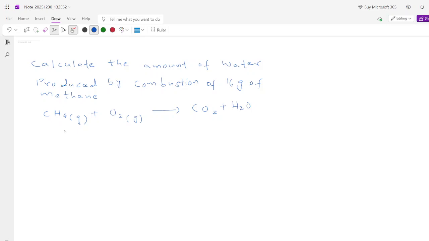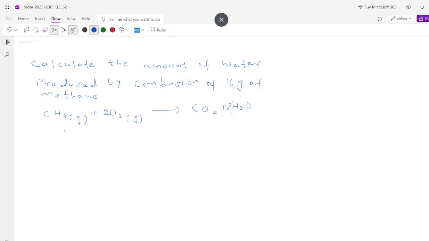Carbon looks already balanced. Now, if you see hydrogen, here there are four hydrogens and here there are two hydrogens. So I'll put a 2 here. Then let us check oxygens. Oxygens here are two on the reactant side, and on the product side, here two oxygens and here 2 times 1, which is 2, so 4 oxygens. So let us multiply the oxygen by 2. Now, what is he asking?